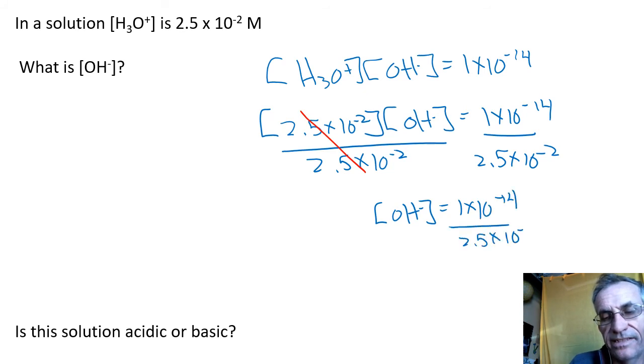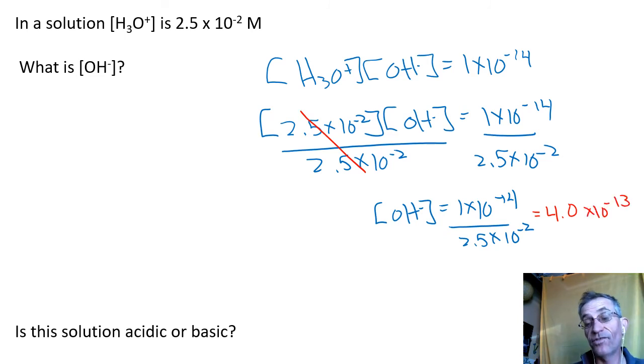Now you have to type this into your calculator. When you did it, you should have gotten 4.0 times 10 to the minus 13. I'm writing 4.0 to keep track of my sig figs. If you're worried about the sig figs, we haven't talked about those in a long time, have we? This number is an exact number, so you can ignore it for rounding. I started with 2 sig figs, so I put 2 in my answer, 4.0 times 10 to the minus 13. That's the first question: what is the amount of OH? Now, the second question, is this solution acidic or basic?